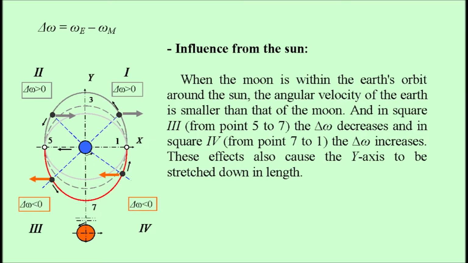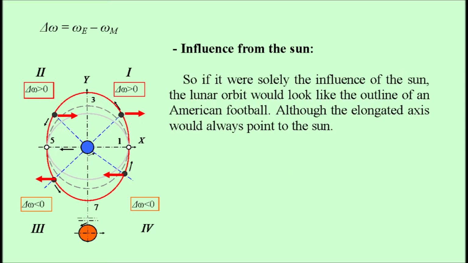When the Moon is within the Earth's orbit around the Sun, the angular velocity of the Earth is smaller than that of the Moon. In square 3, from point 5 to 7, the delta omega decreases, and in square 4, from point 7 to 1, the delta omega increases. These effects also cause the y-axis to be stretched in length. So if it were solely the influence of the Sun, the lunar orbit would look like the outline of an American football, although the elongated axis would always point to the Sun.